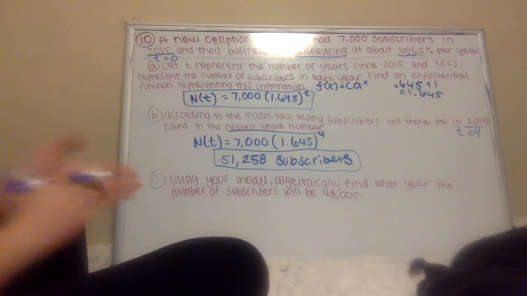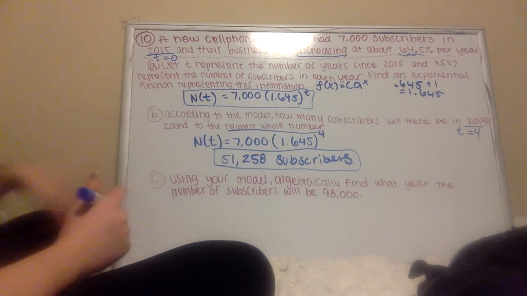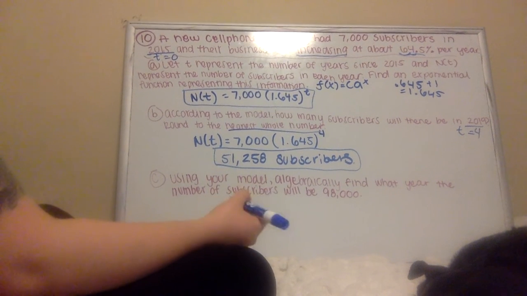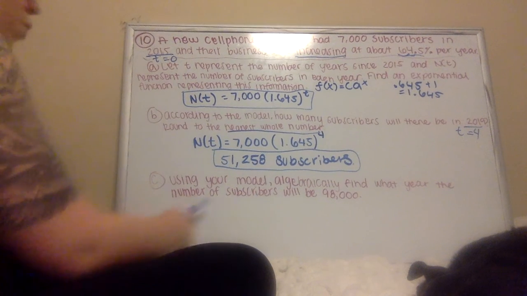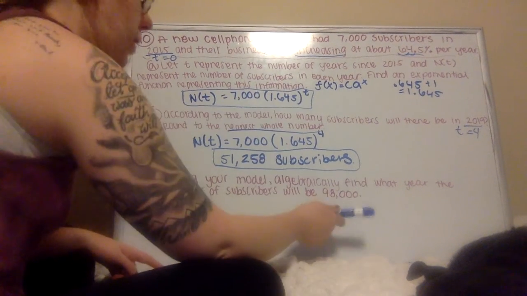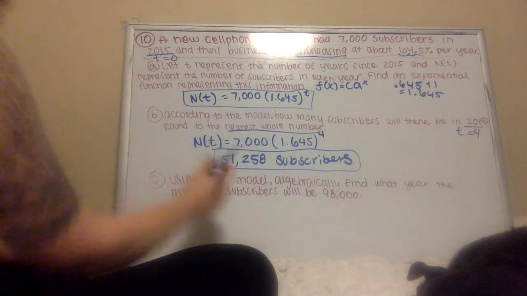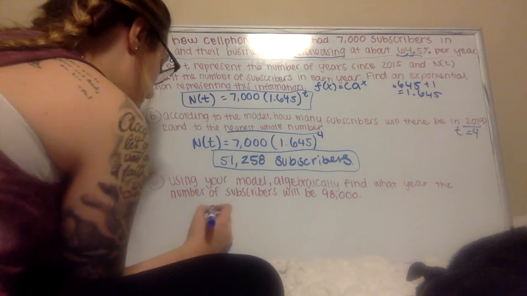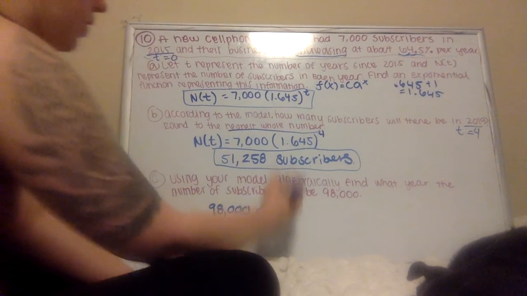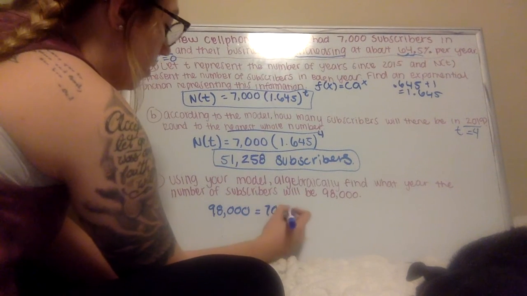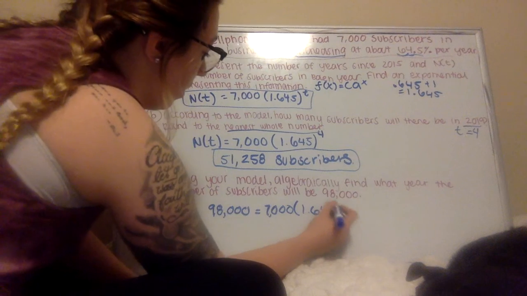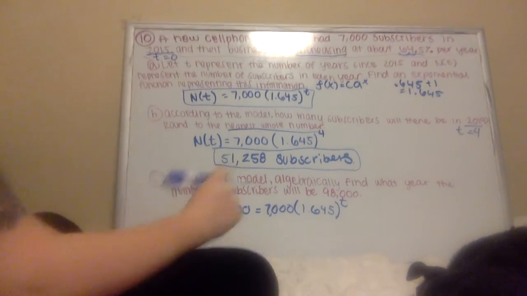There we go. And then for part C, it says, using your model, algebraically find what year the number of subscribers will be 98,000. It's asking us for what year, so we know that we're solving for our T value. So we are plugging in 98,000 for N of T. So 98,000 equals our initial value, 7,000 times 1.645 to the T, because we're solving for which year, which is our T value.